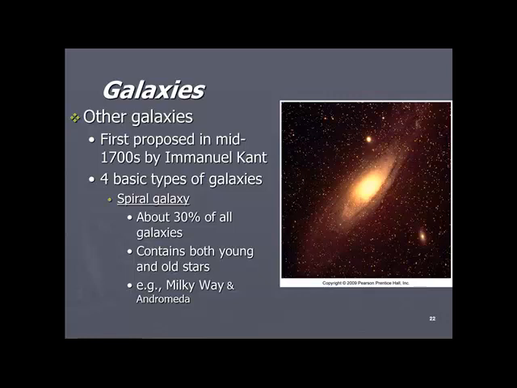There are now known to be 4 basic types of galaxies. Spiral galaxies, which is what the Milky Way is, exist, but only about 30% of all the galaxies are spiral. Spiral galaxies have both young and old stars. And as I already said, the Milky Way is a spiral galaxy, another one's Andromeda.